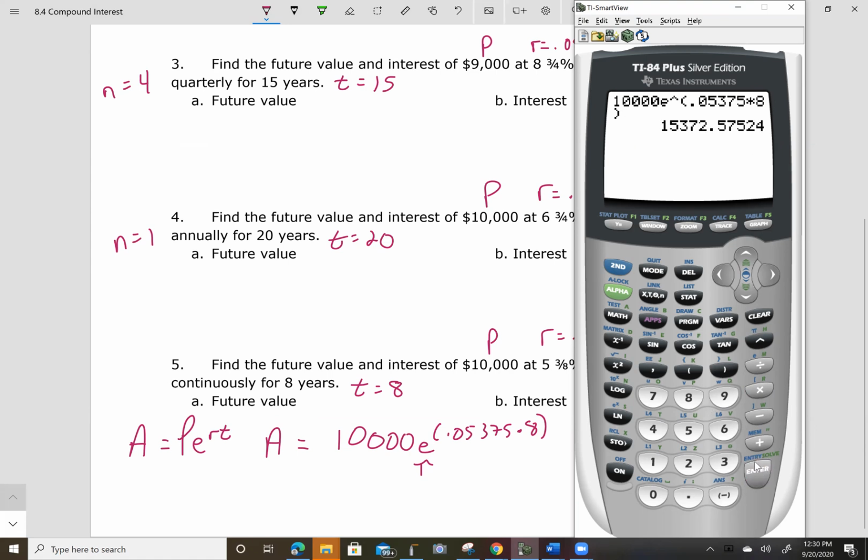All right, so I get 15,372. So the amount of interest, minus my original amount, is going to be $5,370.58. Okay. So snap a picture of that if you want to write it down.